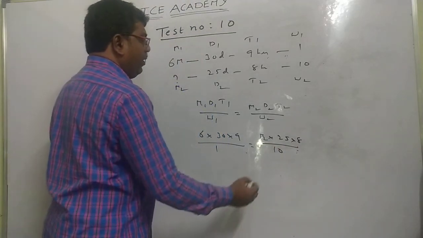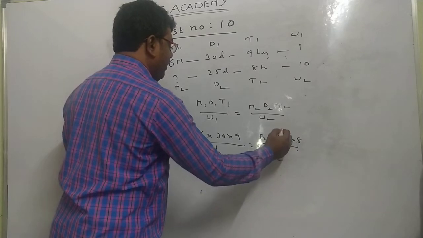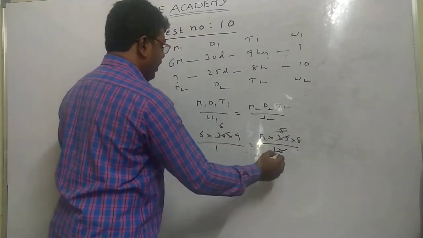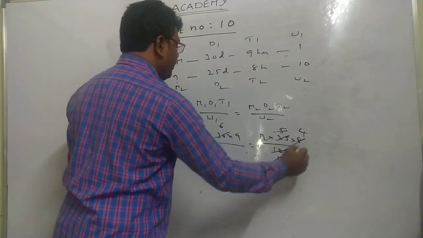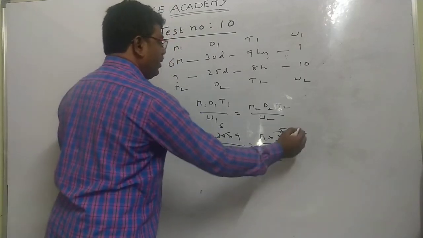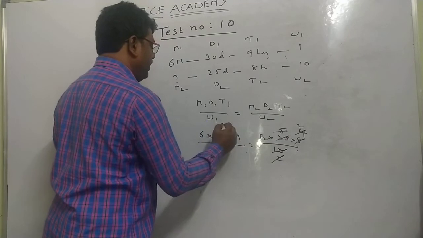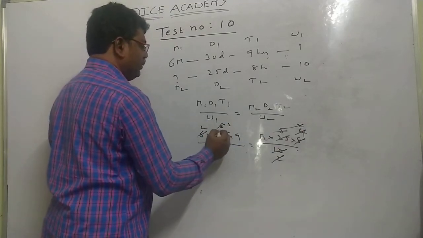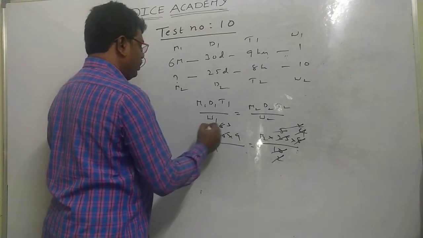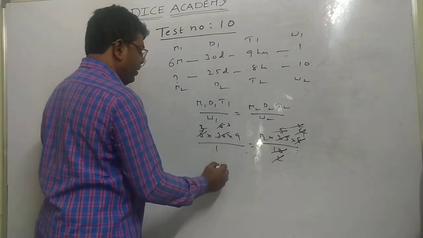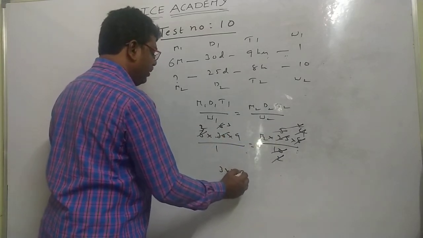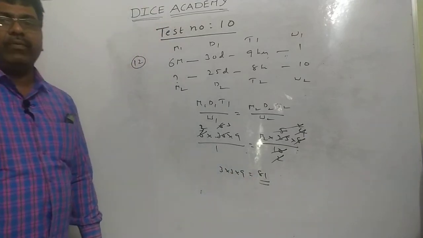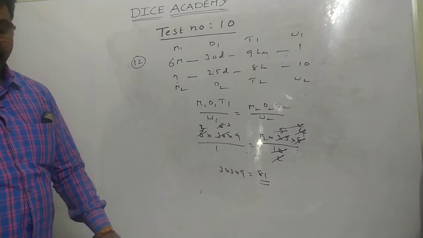Now cancel the common factors: 5 2s, 5 5s, 2 3s, and so on. So the value is 3 into 3 into 9. The total value is equal to 81. 81 is the required answer.